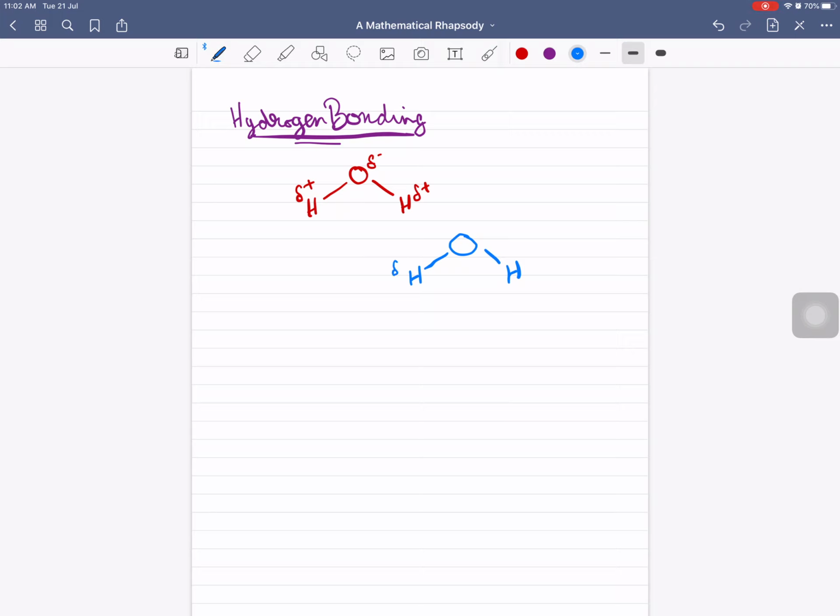This is partial positive, this is partial negative, this is partial positive, right? As you can guess, as we discussed, this hydrogen right here will be attracted towards this atom of oxygen, since hydrogen is partially positive and oxygen is partially negative, right? This is exactly what keeps molecules together.